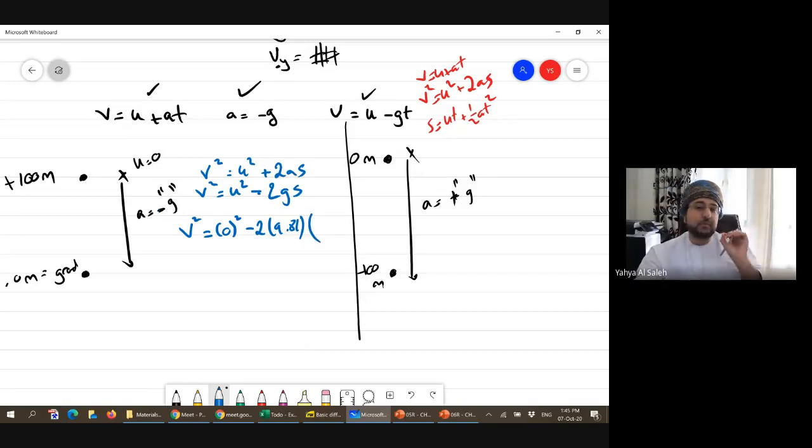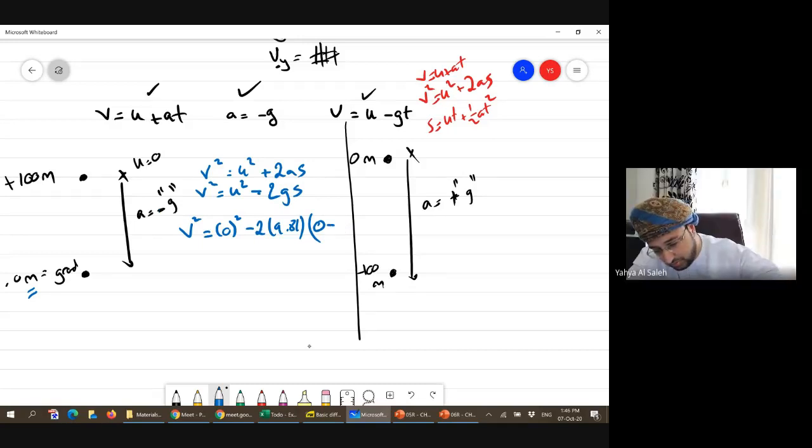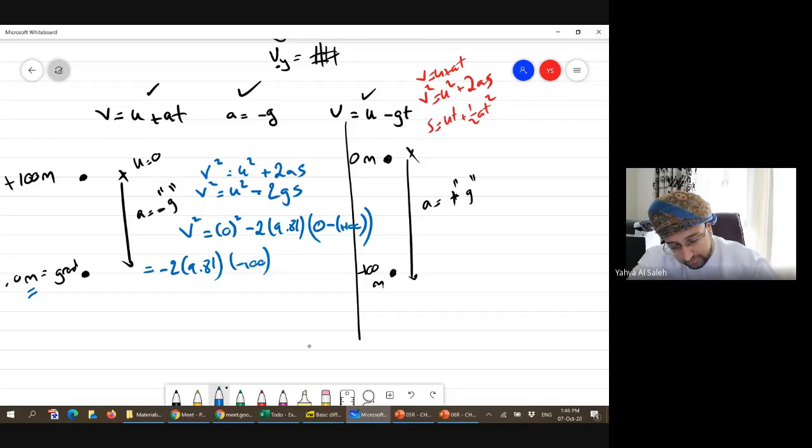S is final position minus initial position. صحيح. What is my final position here? 0. And what is my initial position? 100. Sorry. Final position minus plus 100. So far, so good? Yes. So 0 squared, I'll get minus 2, 9.81 minus 100. And so my V squared will be equal to 2 times 9.81 times 100, 1962.